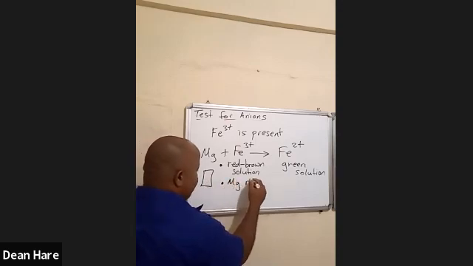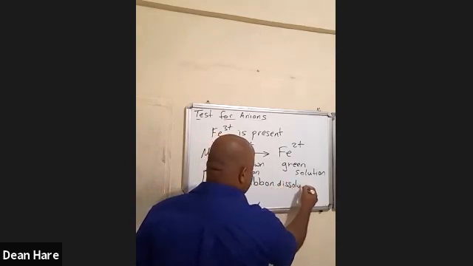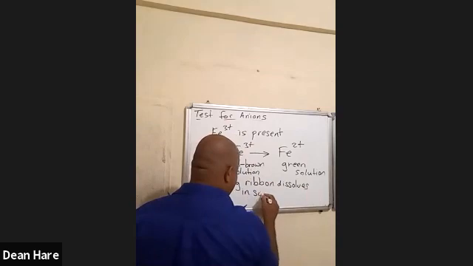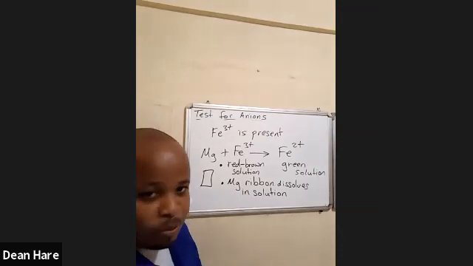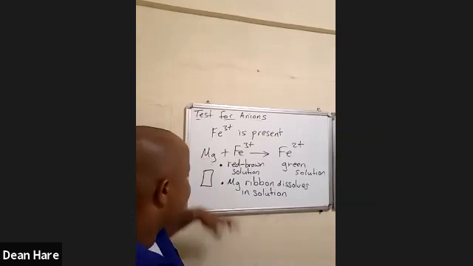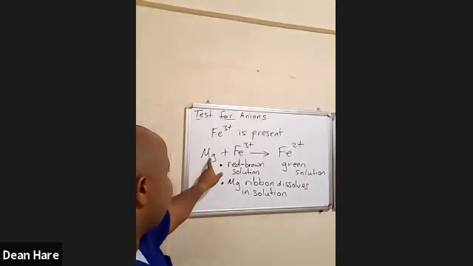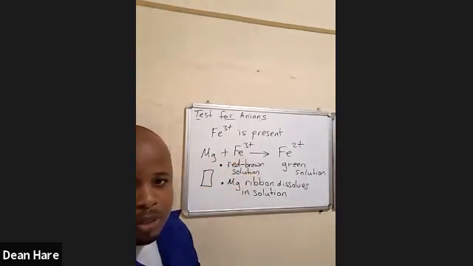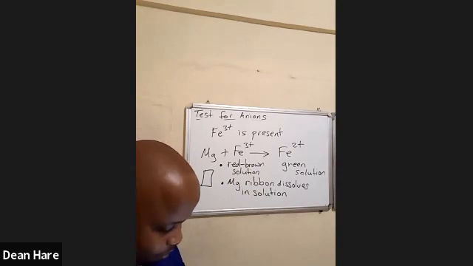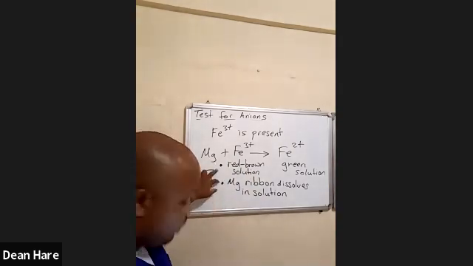So the magnesium ribbon dissolves in solution. So when you look at this solution and see the magnesium ribbon dissolving, it's actually the redox reaction that is taking place between the magnesium and the Fe3+ ion in solution. All right. Now, that was the 2 observations that we should put in that column.